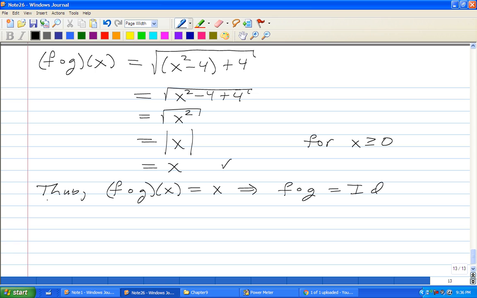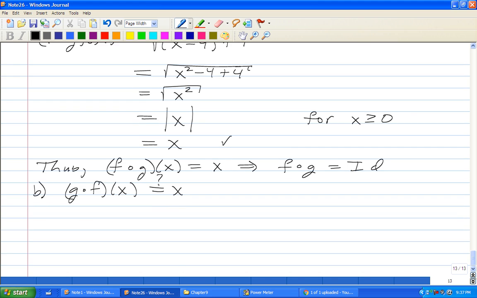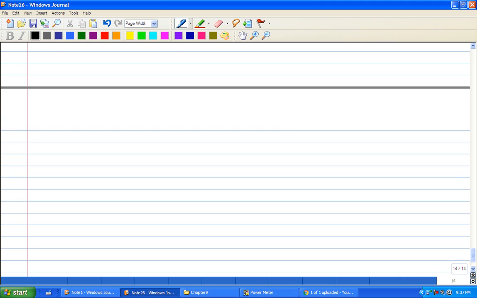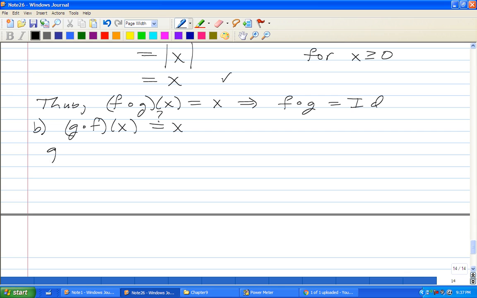I don't only have to have F composed with G as the identity. Remember, I also have to have that G composed with F is the identity. So let's do the other part. So G composed with F at X. Let's see if this is equal to X.